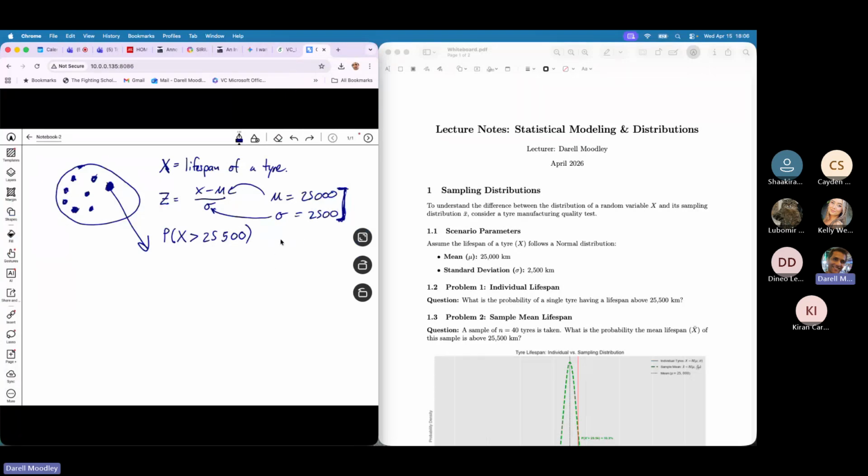Okay, so to solve this, we are going to use what we did last week. Okay, we need to convert that x to a z. So let me sketch the diagram of what we're trying to solve. All right, we're trying to look at the normal distribution, which is a bell-shaped curve like that.